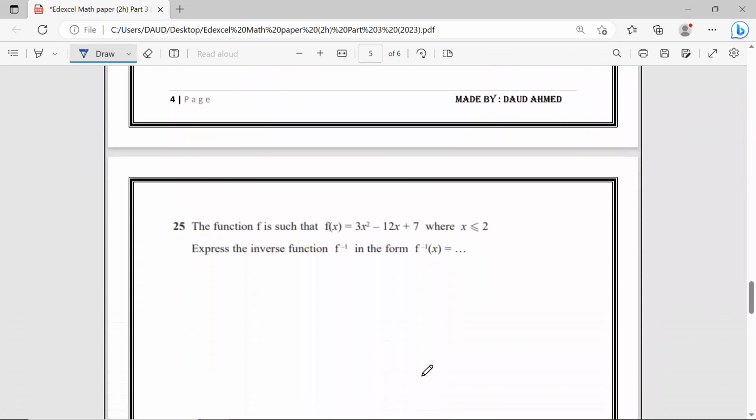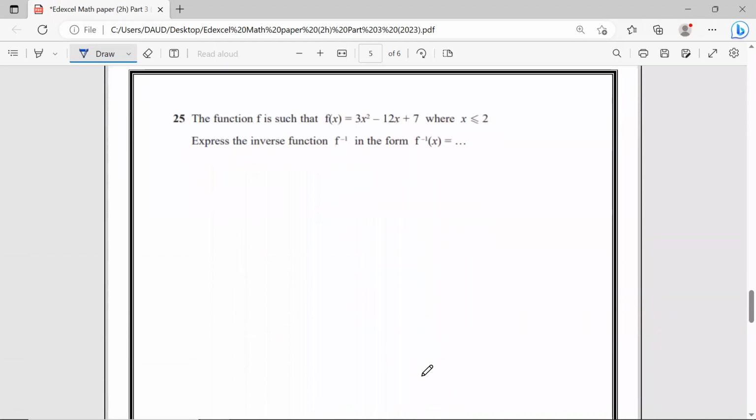Next question is, the function f is such that f of x is equal to 3x squared minus 12x plus 7, where x is less than or equal to 2. Remember that this is a U-shaped function and it is a many-one function, and in a many-one function there is no f inverse. But if you restrict the domain, as they restricted x less than or equal to 2, then the inverse is possible. So only in this case it is possible. So it means we have to do the work.